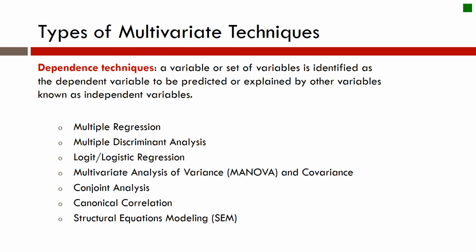So dependence methods then are variables or sets of variables where there's a dependent variable and then there's prediction that we want to make to explain that dependent variable. And again, there's a variety of these methods all outlined in the chart that help us see what we're really trying to focus on method-wise.